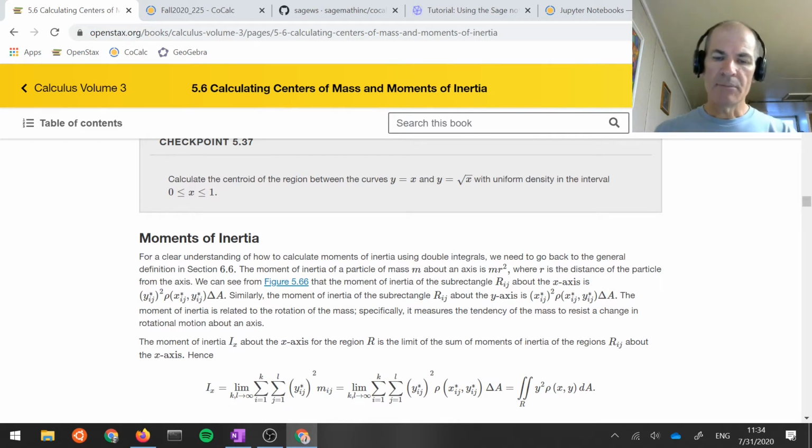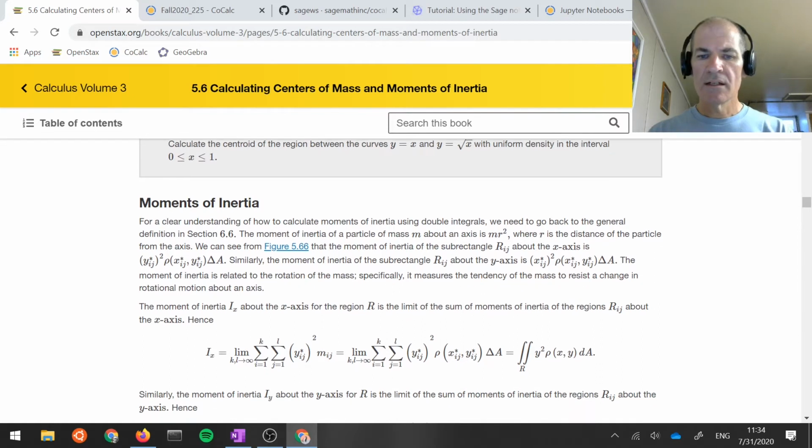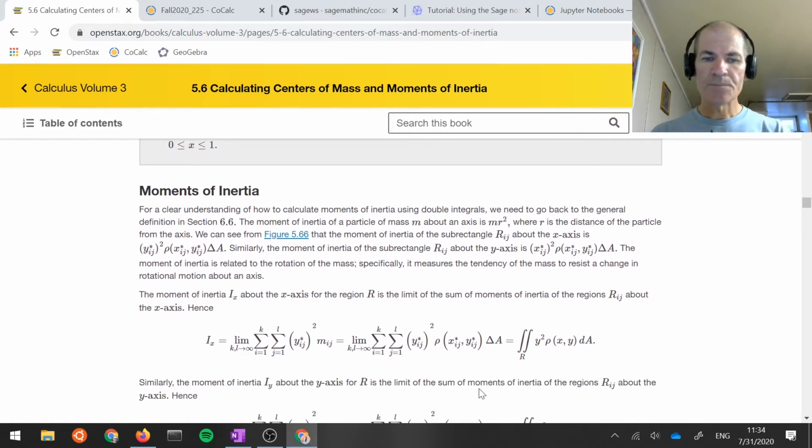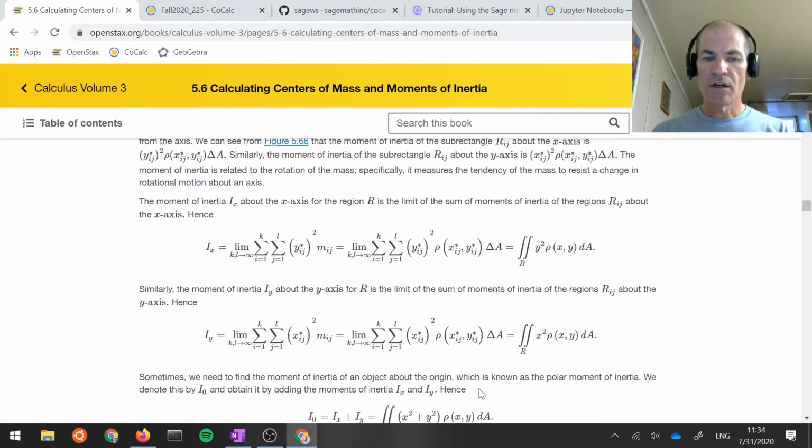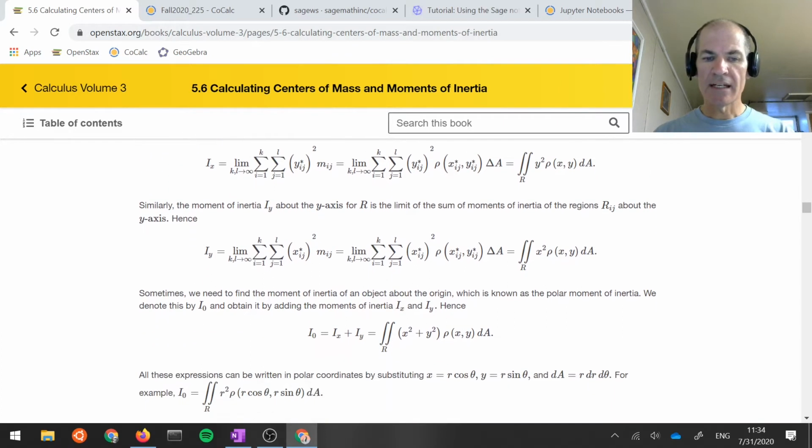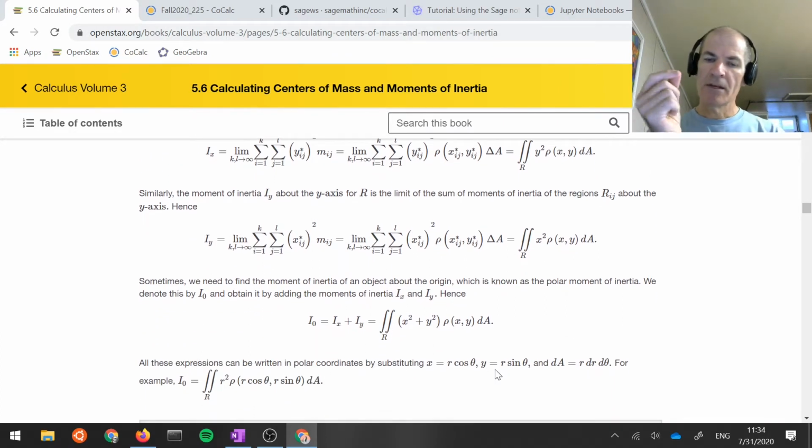The other big application from this section is moments of inertia, and this is really just telling you the inertia of this particular body with respect to a certain axis. And we can compute the inertia with respect to the x-axis by this formula, and the inertia with respect to the y-axis by this formula. And in fact, we can actually get the rotational inertia, the inertia with respect to the origin in the xy-plane, by adding these two things together and getting x squared plus y squared times the density. If you look on the right-hand side, each of these is just some double integral that you would be asked to construct and evaluate.